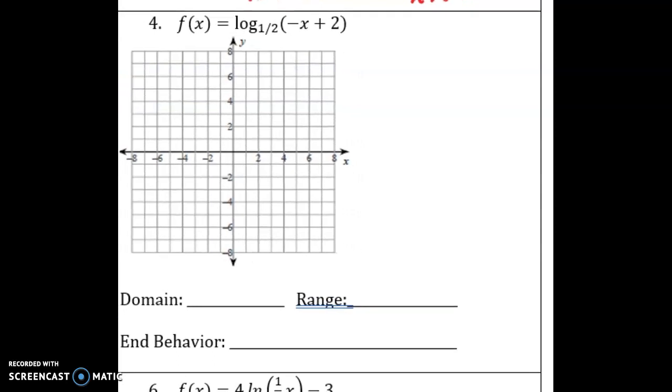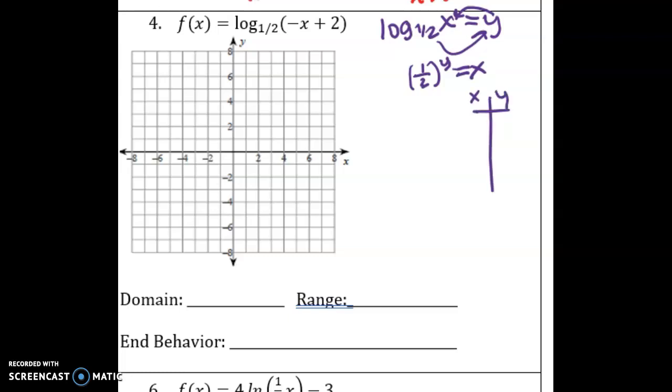Again, let's go through and find our parent function. So log base 1/2 of x equals y, which means that if we flip this into an exponential, because it's easier for our brains to work with, we get (1/2)^y equals x. And so we're going to plug in -1, 0, and 1 here. So we get 2 and 1 and 1/2. And let's plot those. So at 2 we go to -1, at 1 we go to 0, and at 1/2 we are at 1. And here is our parent function.